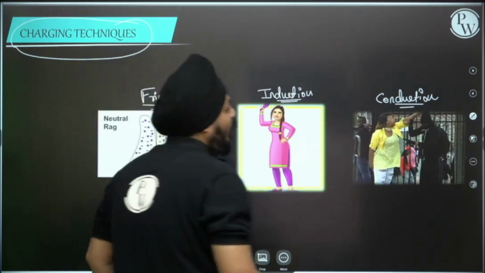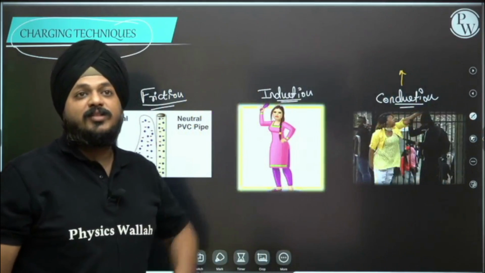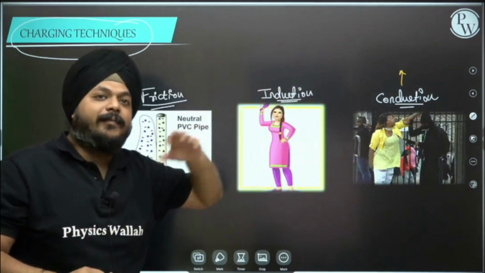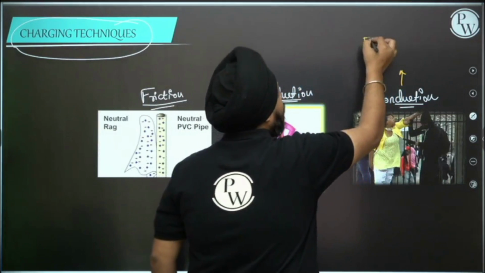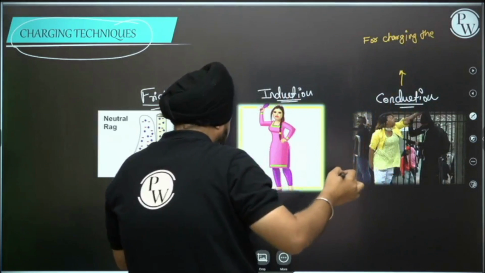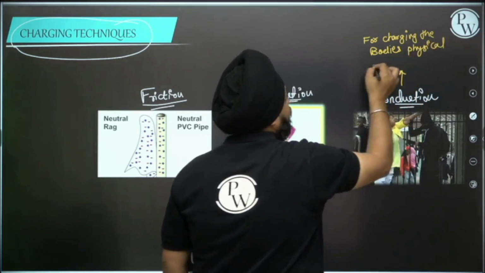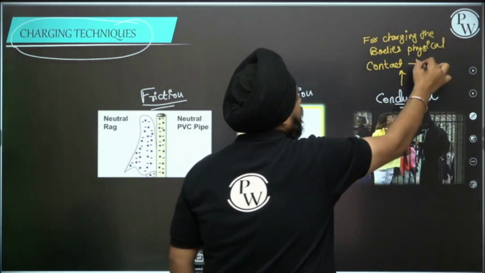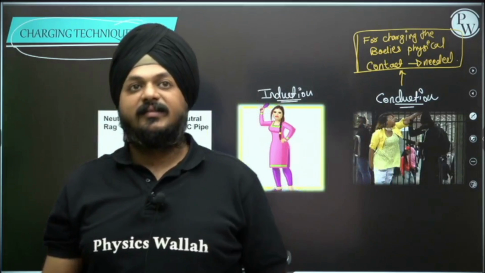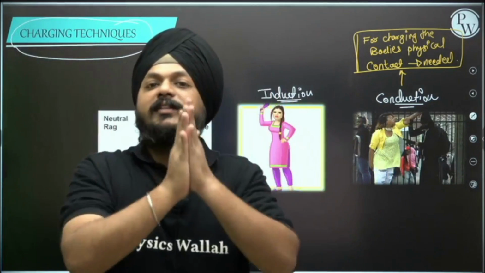Now, what is conduction all about? Charging techniques, it means that somewhere the bodies are getting either positively charged or negatively charged. Conduction: for charging the bodies, physical contact is needed. If you want to charge up those bodies, suppose these are two atomic neutral bodies, physical contact is needed.